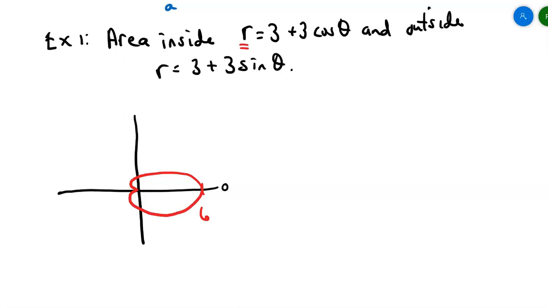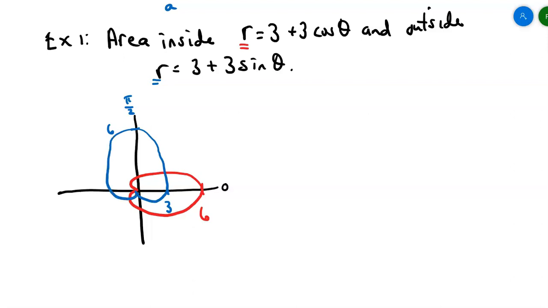What does the other one look like? Well, the sine of 0 is 0. Add 3 to it and you get 3. So this one's going to start here at 3. What if I put a pi over 2 in for the sine? Sine of pi over 2 is 1. 1 times 3 is 3. Plus 3 is 6. Now this guy comes up like this. Right, terrible drawing for a cardioid on a tablet, but we'll see what we can do.